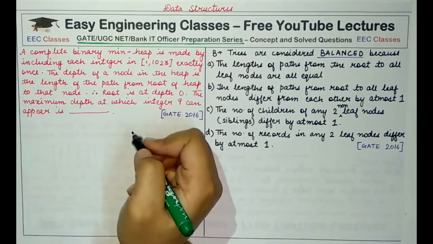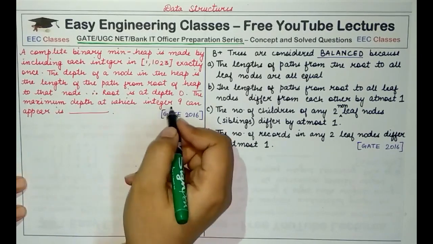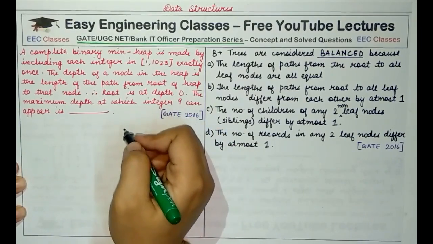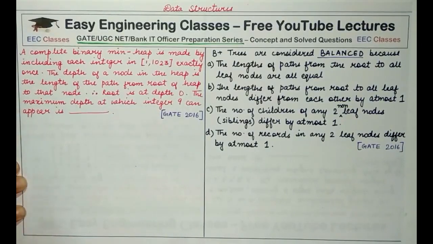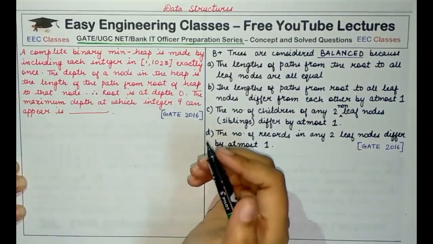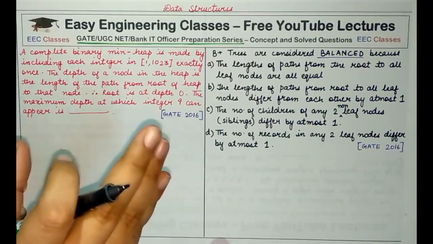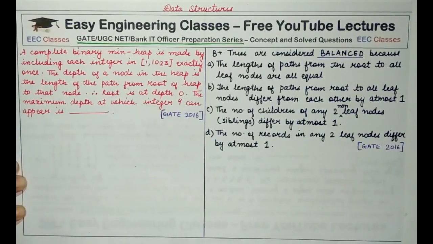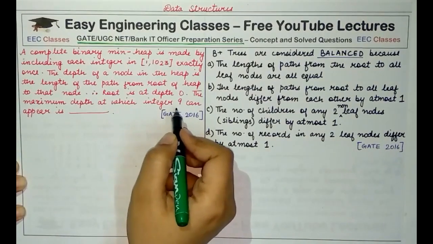Okay, so this is a numerical question and you have to calculate the answer. What would be the maximum depth at which integer 9 can be present, and then fill in the blank. To find the farthest position from the root, instead of filling the binary min heap completely at each level, we make it a skewed tree, so that each number is as far as possible, and we continue this till we reach the number 9.